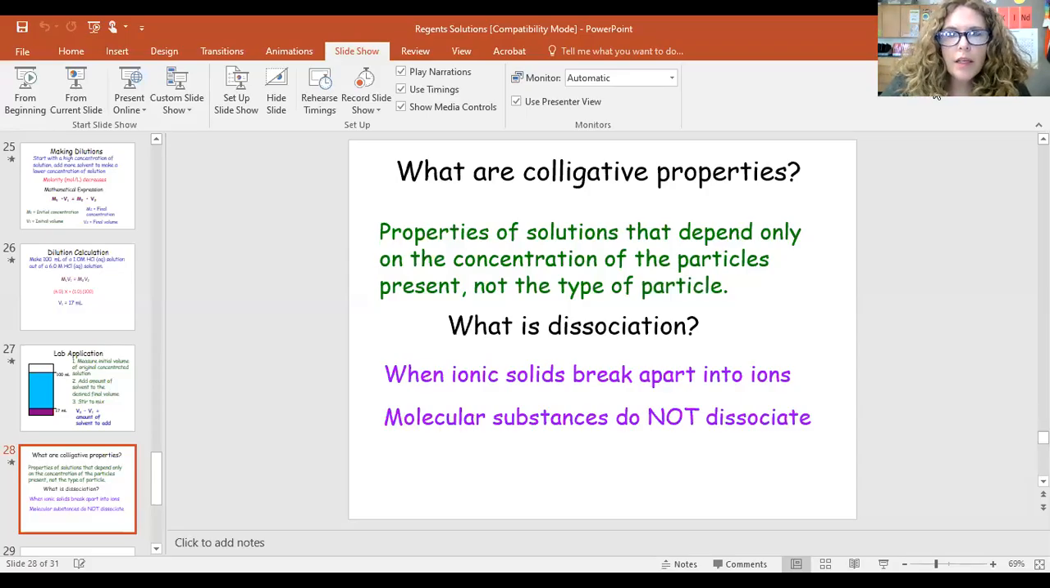Welcome back. We're going to talk about colligative properties today. So we're almost towards the end of our notes on our solutions unit.